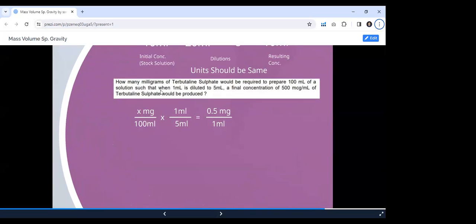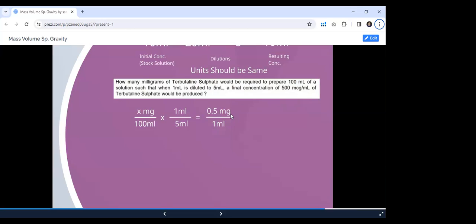Next, such that when 1 ml is diluted to 5 ml, multiply, place the dilution factor here. 1 ml is diluted into 5 ml, and a final concentration of 500 mcg per ml would be produced. So what is the concentration given here? 500 mcg per ml, per 1 ml. We need to convert 500 mcg into mg because we are dealing with mgs now. That would be 0.5 mg. So this is the simple way to put the values here.